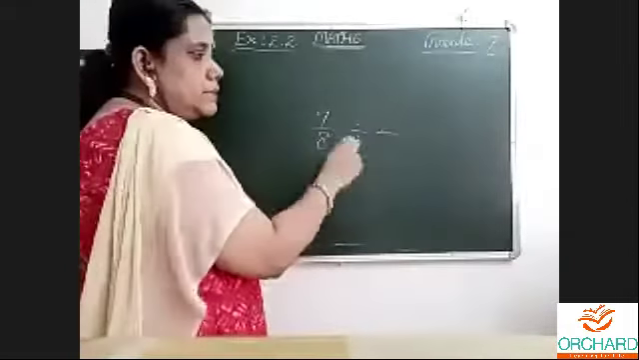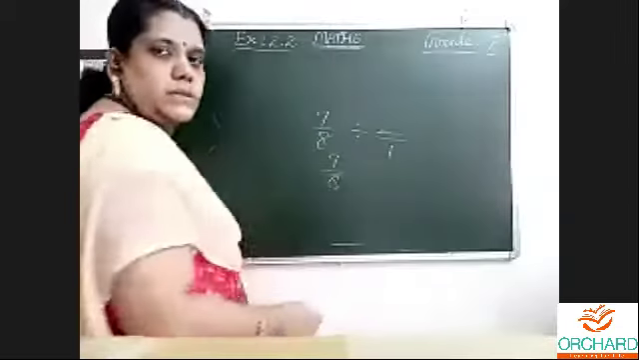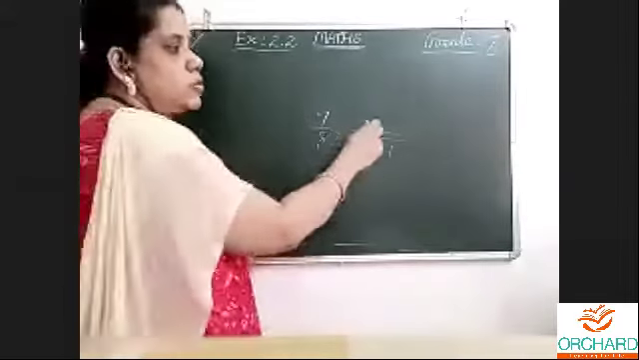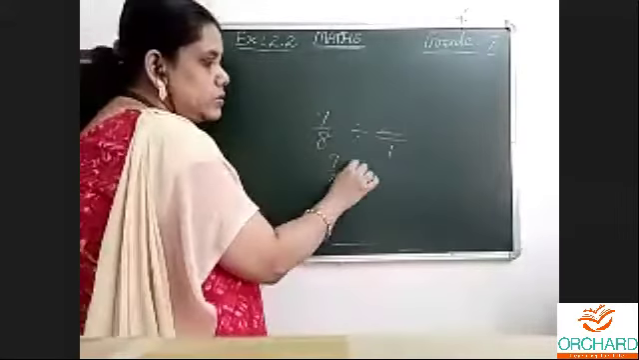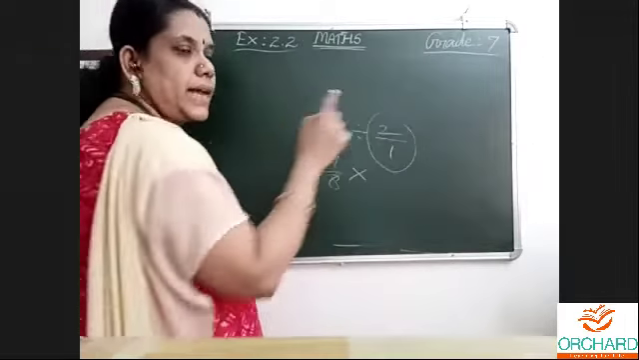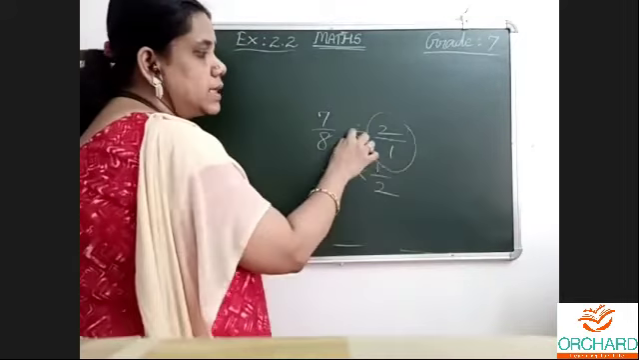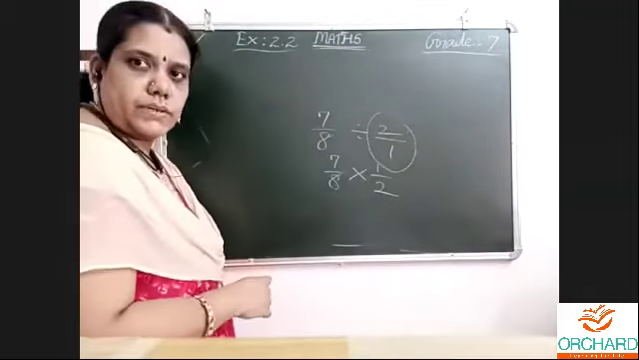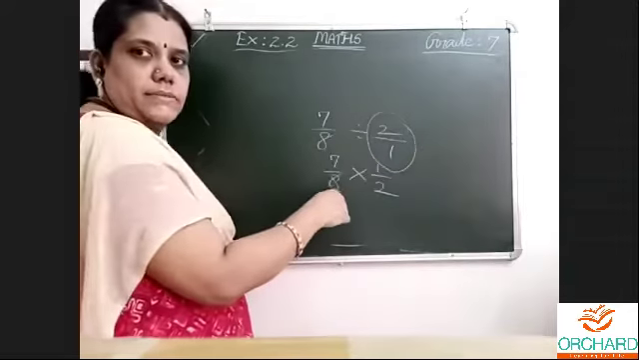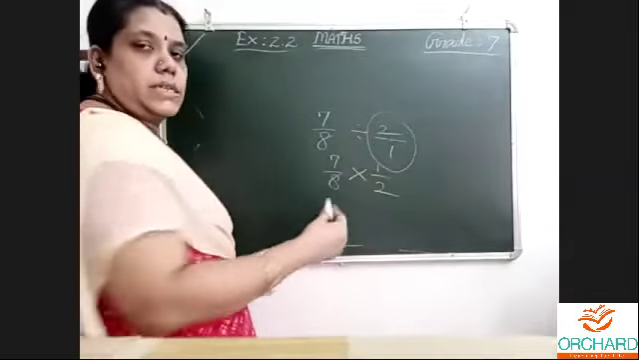So the division symbol is there. What is this 2? It means 2/1. Nothing in the denominator, so 1 is there. Consider it like that, 2/1. Now change this one. When I change the symbol, the second fraction will become the reciprocal, 1/2, because I am changing the sign. Division becomes multiplication. The second number will become reversed. 2/1 will become 1/2. Then we have to do normal cancellation if possible.